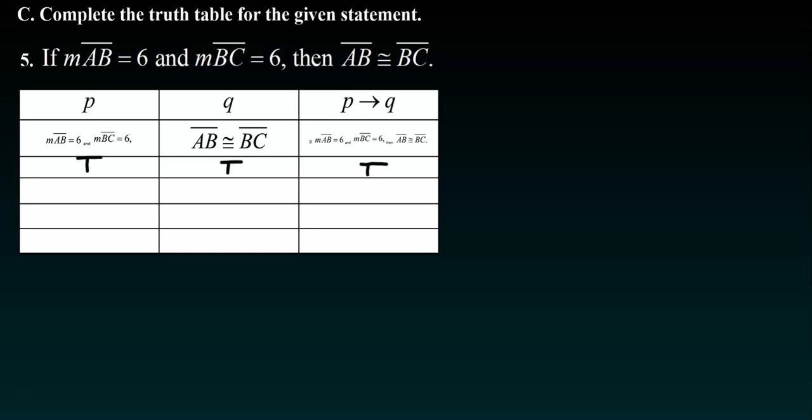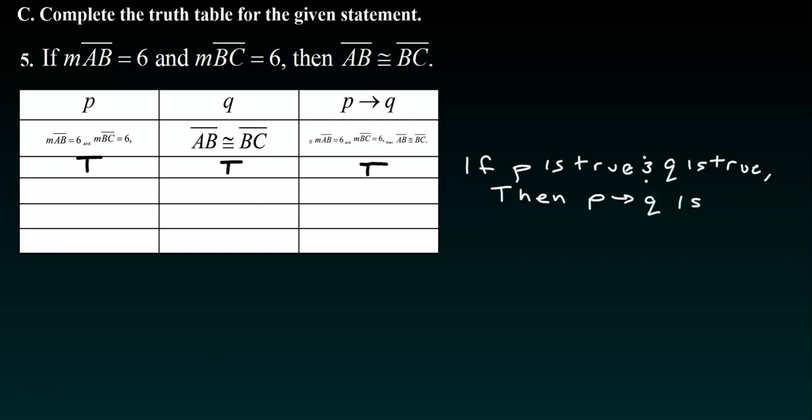So what we are looking at for this first one is: if P, which is our first statement, is true, and Q, which is our second statement, is true, then P implies Q is true. So the third statement is true.